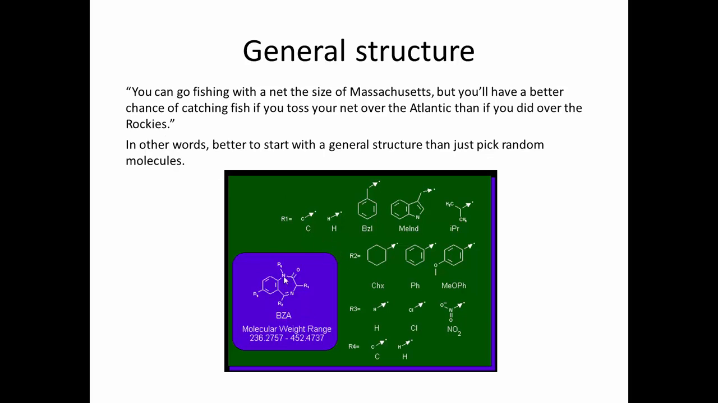Because if you're picking random molecules, you are doing the equivalent of throwing a fishing net over the Rocky Mountains. You're not going to catch a whole lot of fish that way. You've got a better shot if you're tossing your net in the Atlantic. So we'll take the BZA molecule as our scaffold structure. We have a scaffold structure, and we're putting things on the ends, on the specific R groups, and we're seeing if that combination of structures will yield something that we can use as a drug.